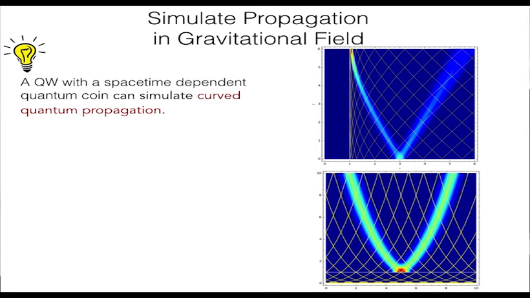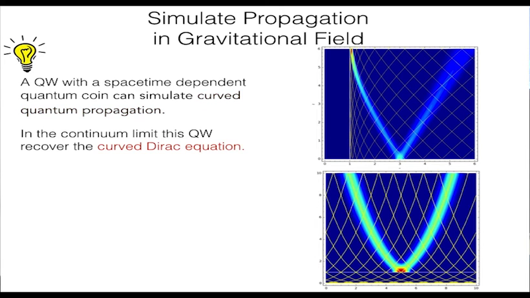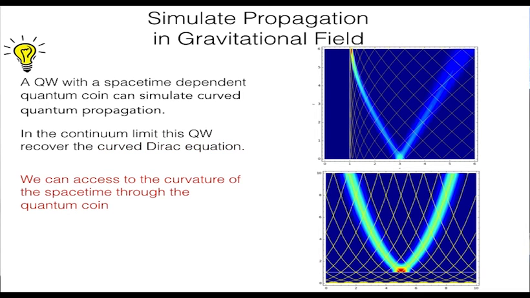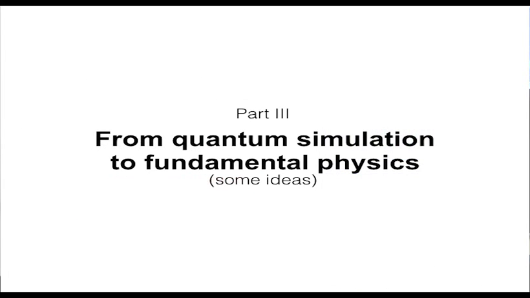Now, let me summarize some results of this part. A quantum walk with a space-time dependent quantum coin can simulate curved quantum propagation. In the continuum limit, we know that this quantum walk recovers the curved Dirac equation, and we can access, this is to me a very interesting point, the curvature of the space-time through the quantum coin. Clearly, let me recall that we are speaking about analog gravity. We have no energy tensor here, but it is quite interesting that we have a clear relation between the curvature that we want to simulate and the parameters of our quantum coin.